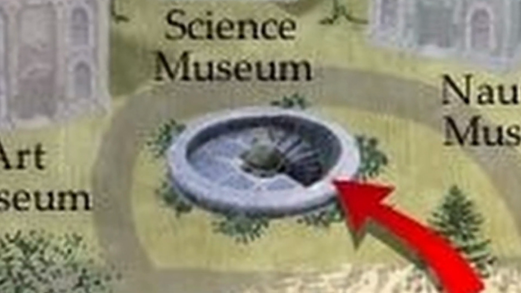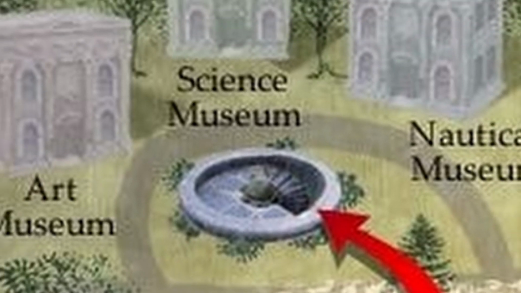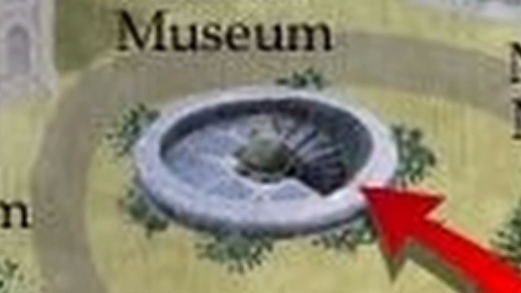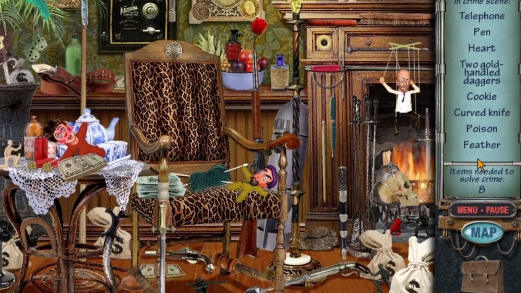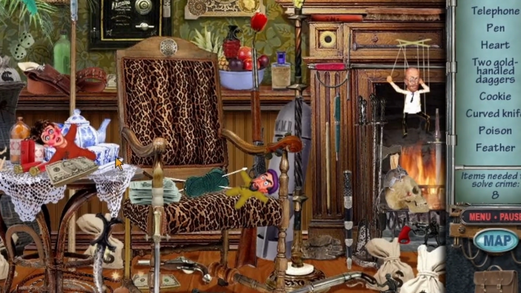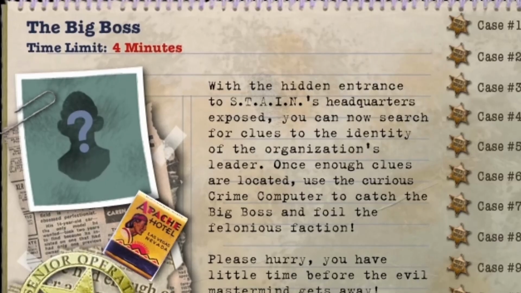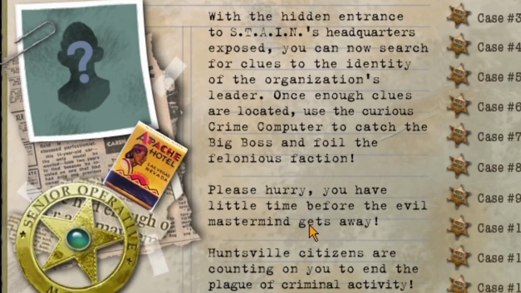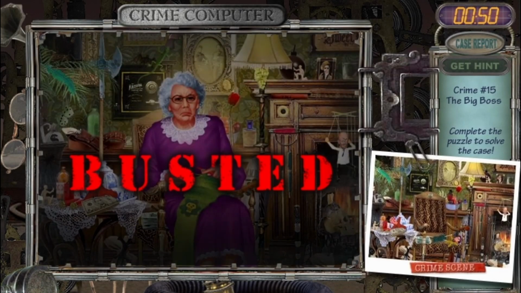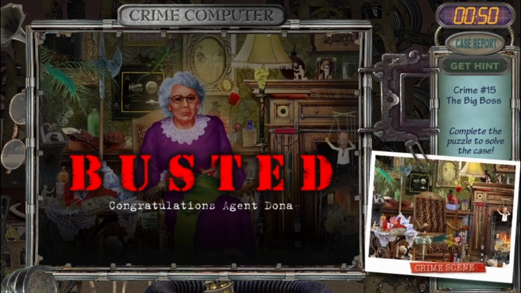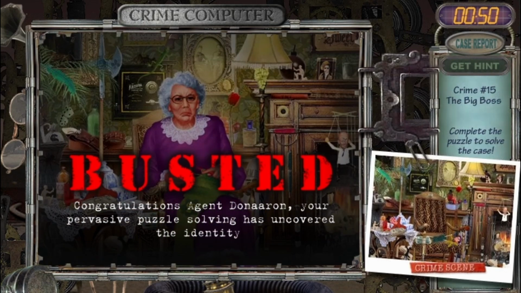This entrance is a fountain that is in front of the three museums. A hidden spiral staircase leads to the headquarters that is revealed to be the interior of a regular house. The protagonist found all the clues to reveal the mastermind of the organization. The mastermind is revealed to be Gertrude Goodlittle, an innocent-looking lady who was once a librarian behind all the criminal activities in Huntsville.